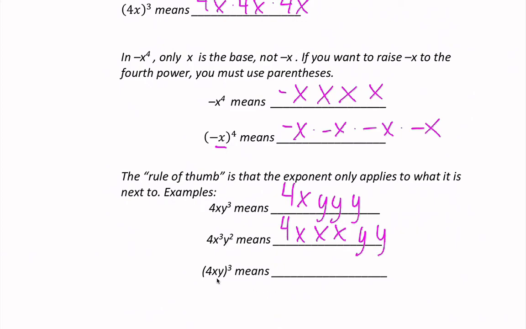Okay, in this case, I do have parentheses, so I want 3 of everything on the inside of the parentheses. So I'm going to have 4xy times 4xy times 4xy.